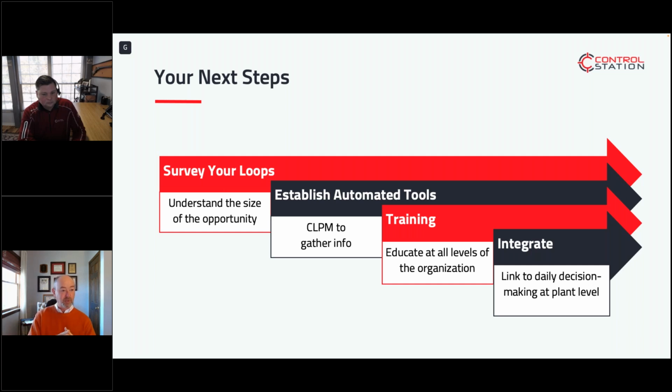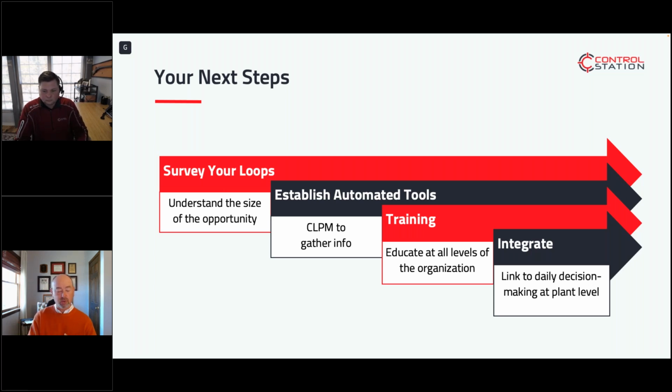Get some automated tools to be able to collect and gather the information, right? Control performance monitoring. I like the way that Bob put it: it lowers the cost of curiosity, because it will automatically start giving you answers to questions that you have, without requiring you to take days and weeks to investigate each one.